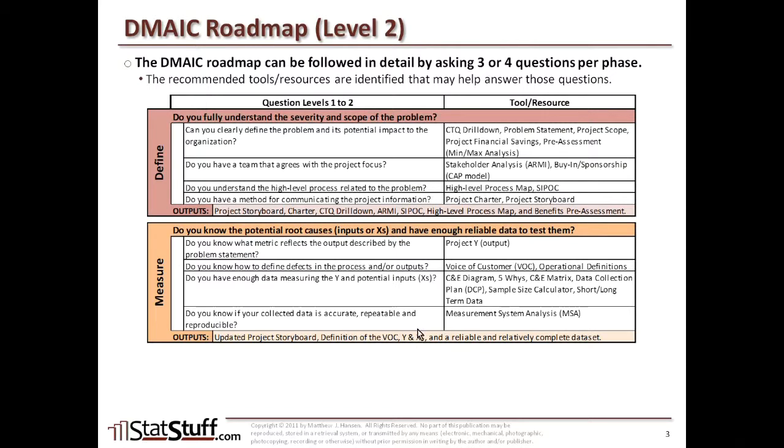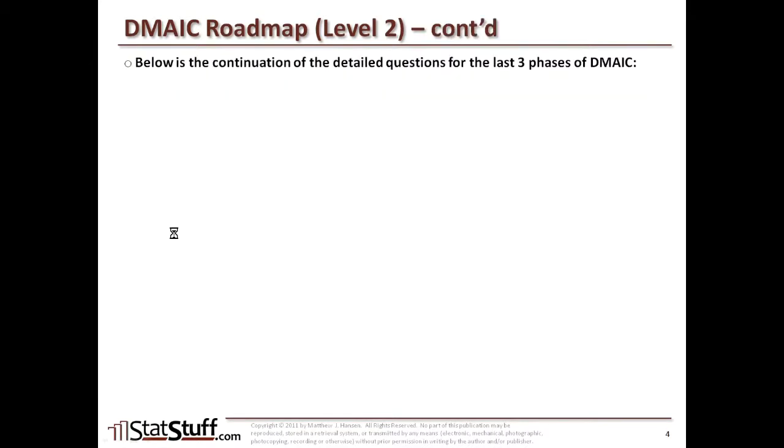And again, there are different types of outputs we might normally expect from the measure phase. After walking through all these questions and using all these tools to help guide us, these are the typical outputs that we might see within the measure phase. Once we can answer all these sub-layer questions, that's probably going to help us in answering the top level question for the measure phase about identifying the potential root causes and having enough data to test them. So once we can answer yes to that, then we're going to move on to the analyze phase.